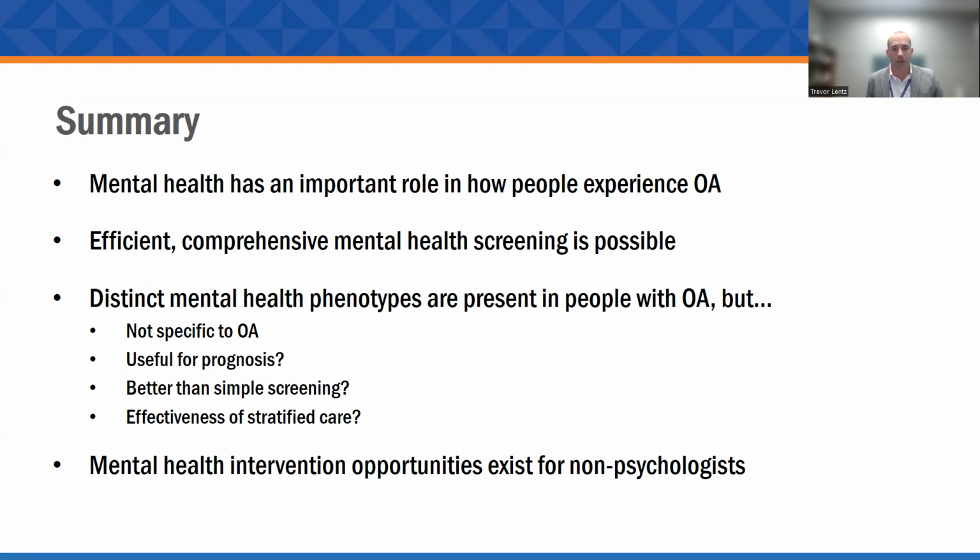And then finally, the last take-home message here is that there are a lot of different intervention opportunities outside of your traditional psychological or mental health counseling platform or way that that's done traditionally, that I think can really help to address a lot of the needs of patients with osteoarthritis, assuming that we are evaluating and measuring the right things.